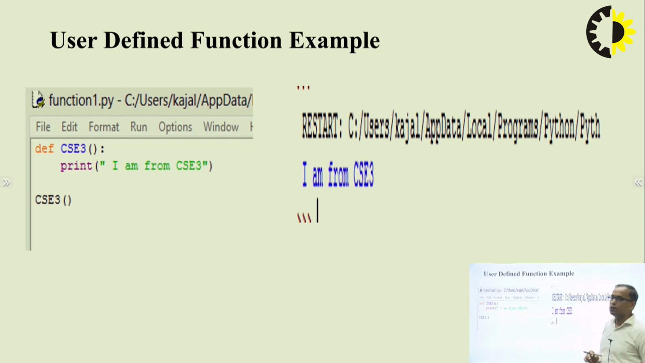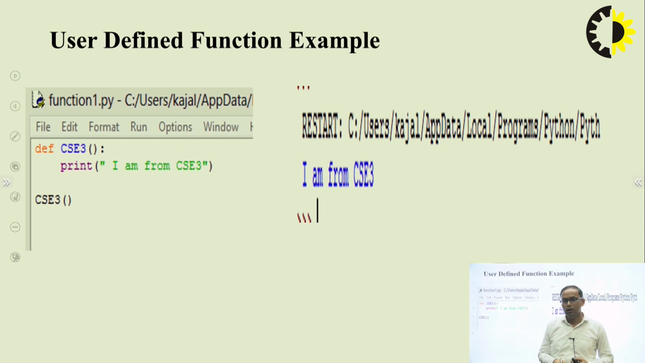For example, in this example, we are defining a function. The name of the function is CSE3. At first we use the def keyword, after that CSE3 and parentheses. Here no argument is passed. It means this CSE3 is a function without any argument. A function may be a parameterized function or a non-parameterized function. It depends on our requirement.